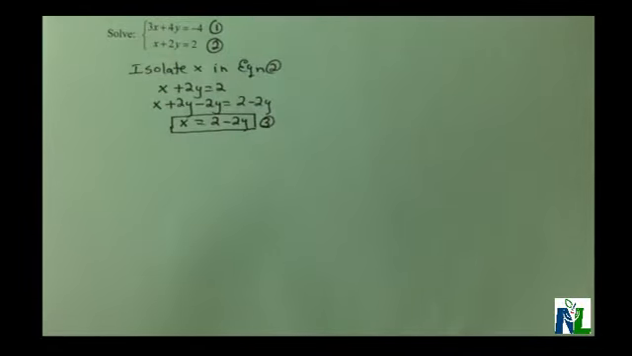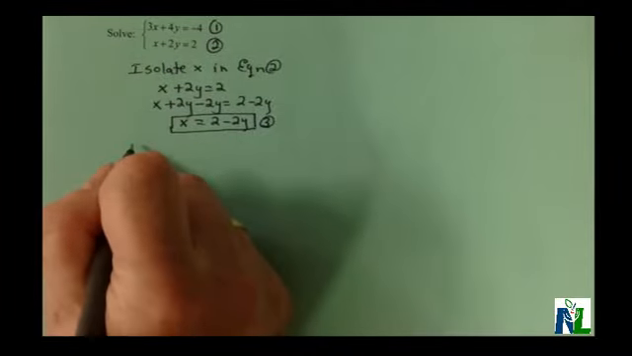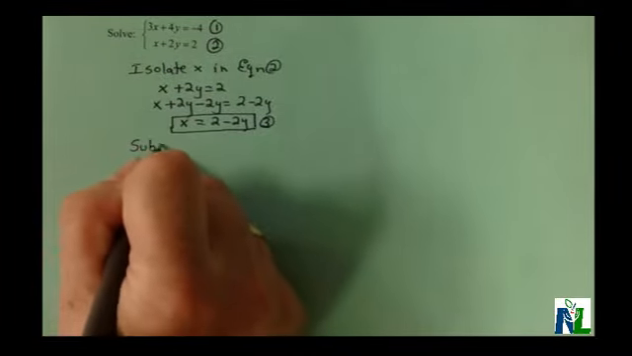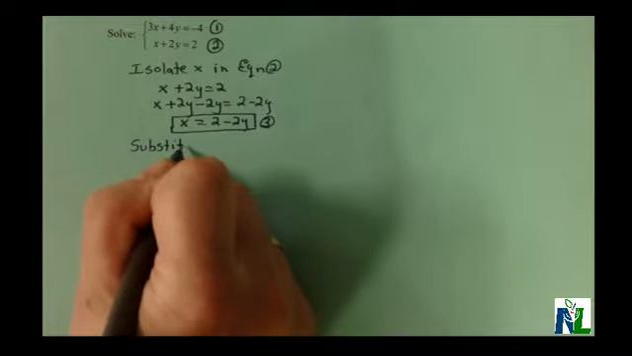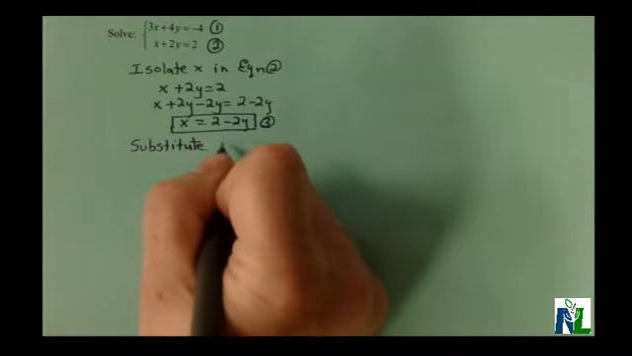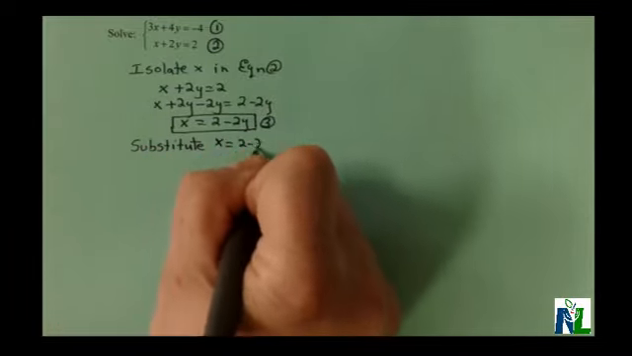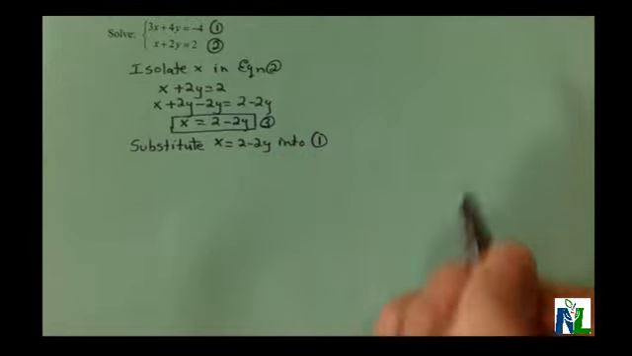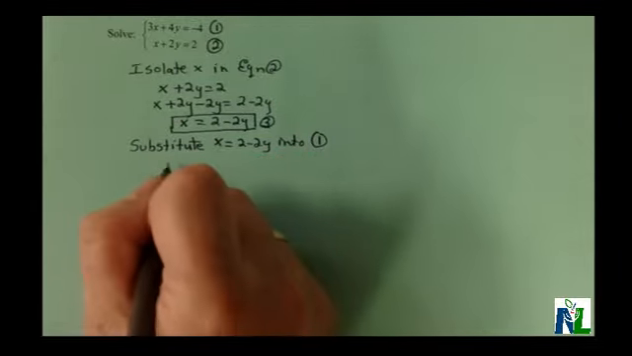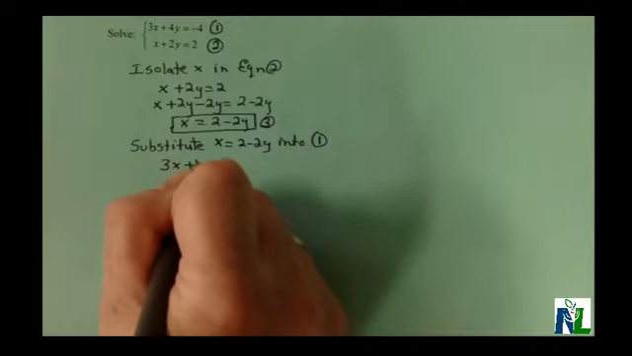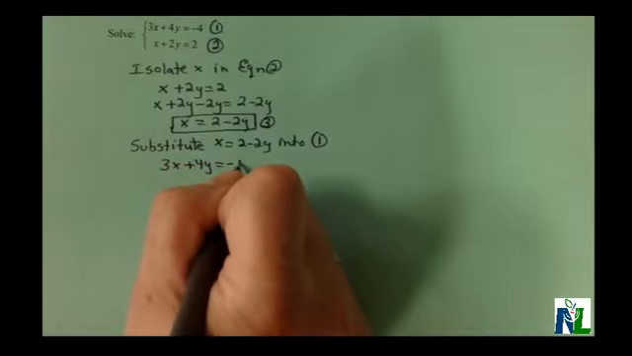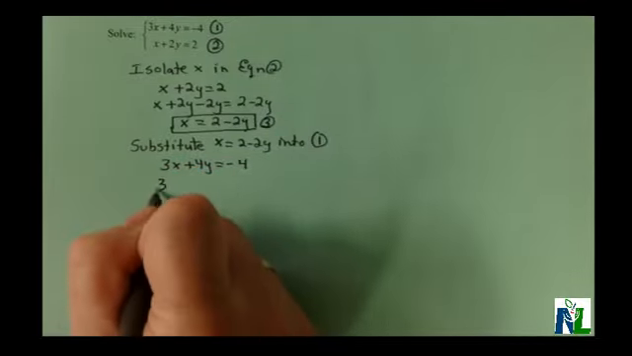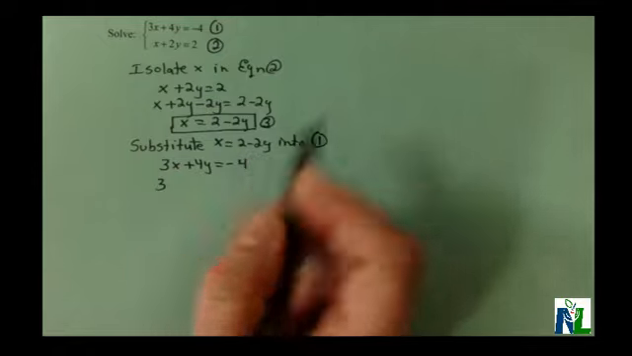I now have an expression for what x is equal to. I can substitute this expression in for x in equation 1. Substitute. Hence, this is where the substitution method gets its name. Substitute x equals 2 minus 2y into equation 1. Equation 1 is 3x plus 4y equals -4. So I can replace the x with 2 minus 2y.